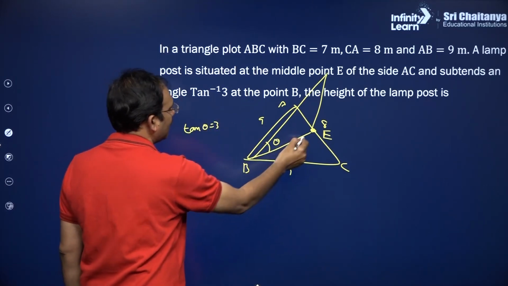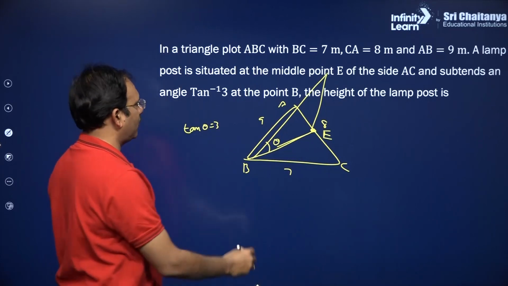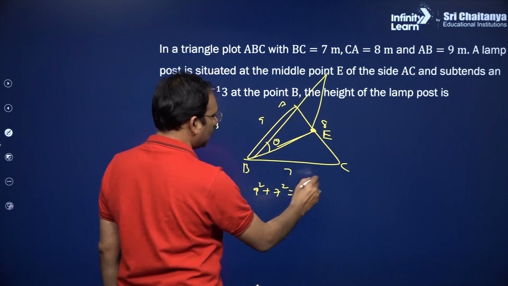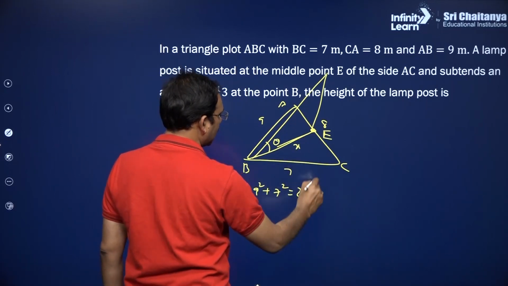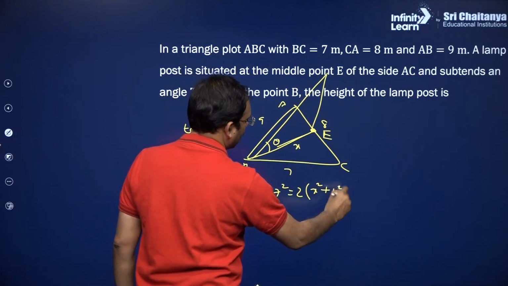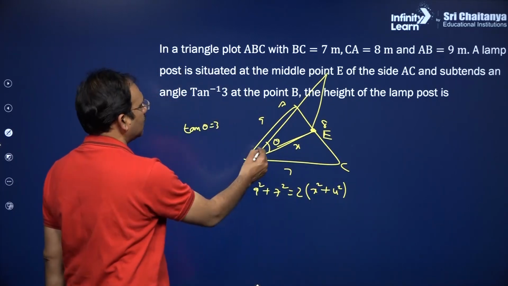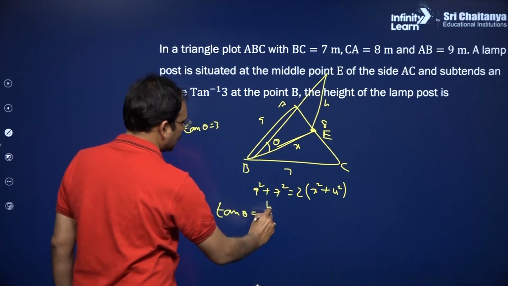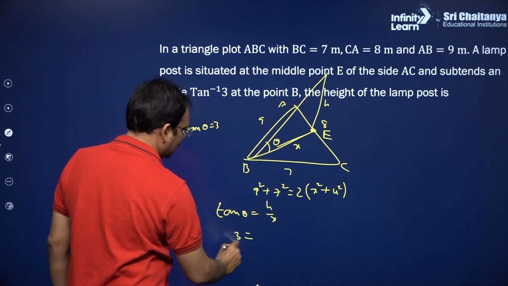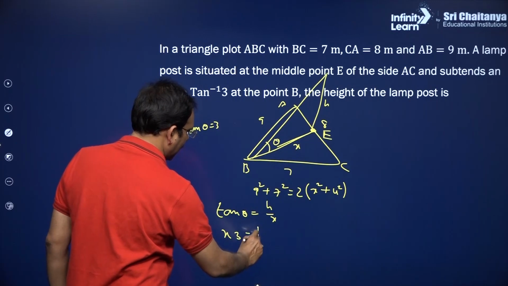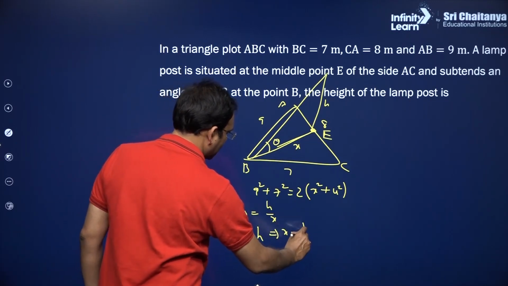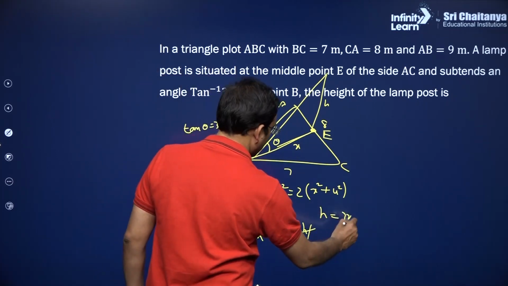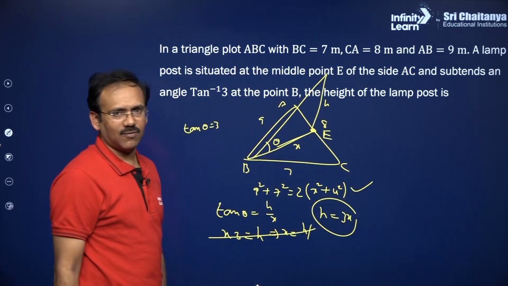Okay, you can find the median length by Apollonius theorem, my dear friends. So 9 square plus 7 square is equal to 2 into (x square plus 4 square), where x is the median, which gives x. Tan theta is known and you want the height: tan theta is equal to h by x. Already this is 3, so h is equal to 3x. You can get x from this particular equation.